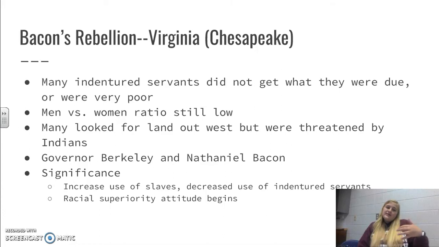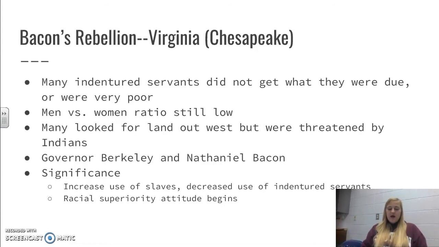So if we have these freed indentured servants that are going to turn against us, that are technically part of our civilization, part of our government, have a say in the House of Burgesses, why would we use them when we can enslave random people from a different country and not have to pay them and not have to deal with these white men's crap? And this is the increase of the use of black slaves in Virginia and the decrease of the use of indentured servitude.